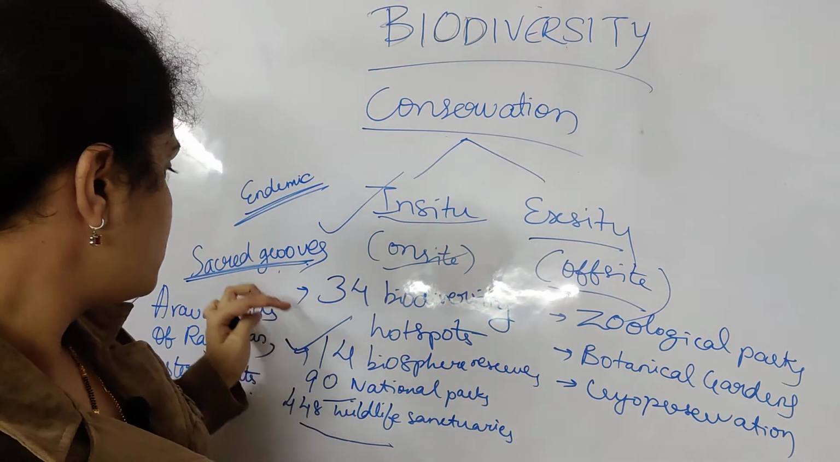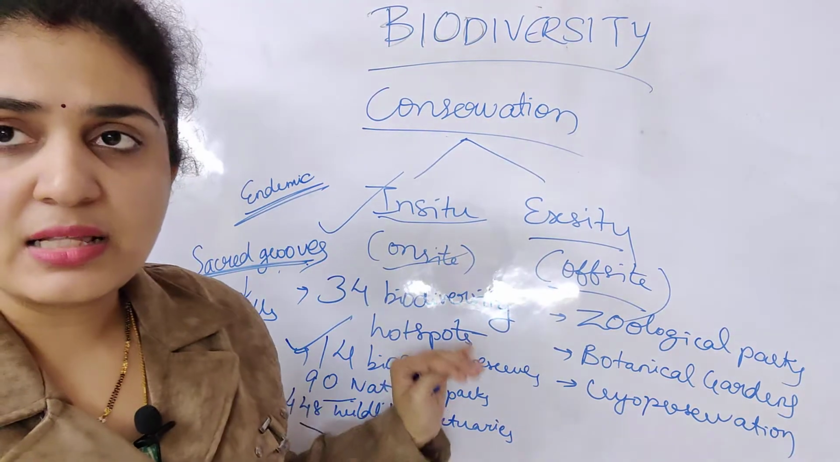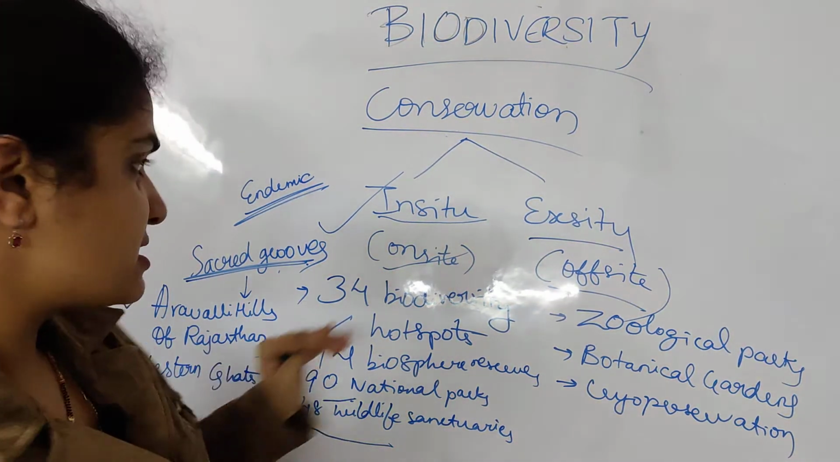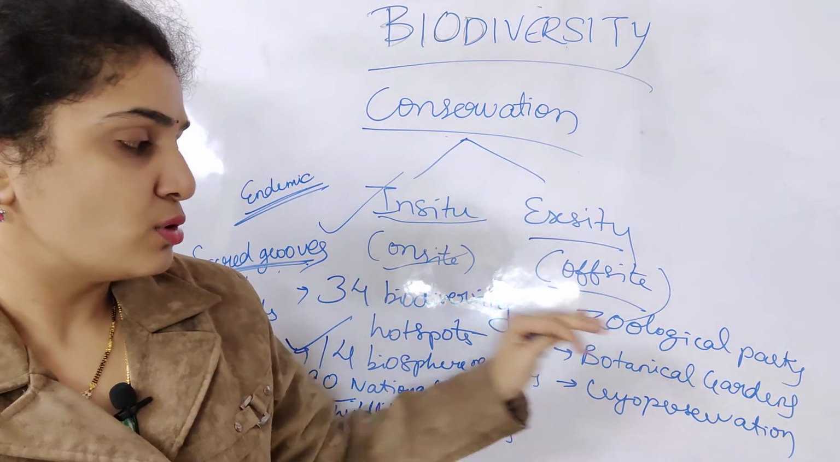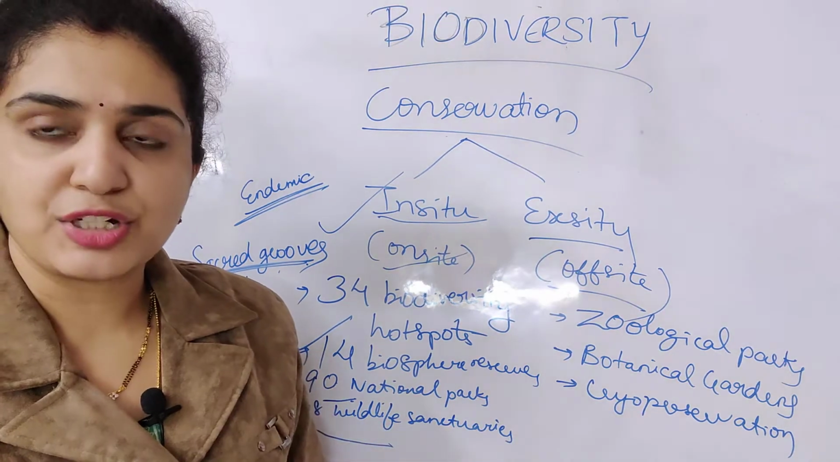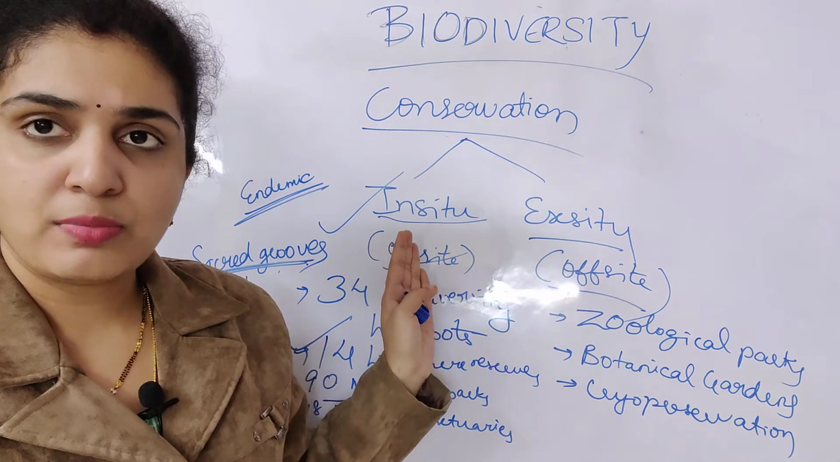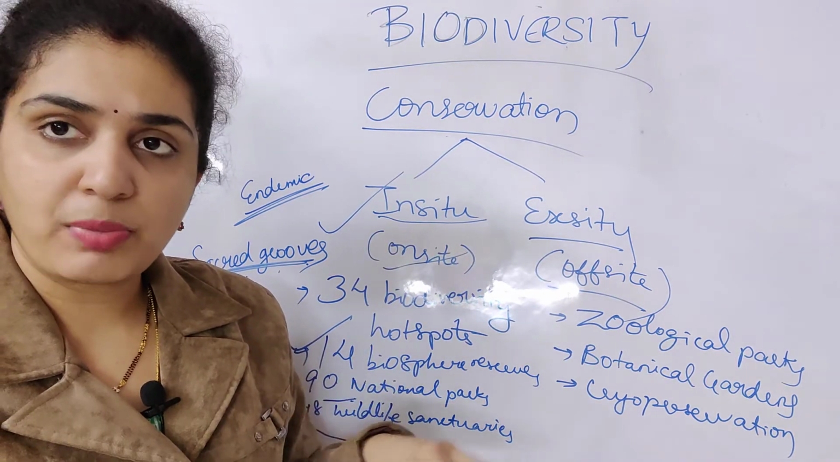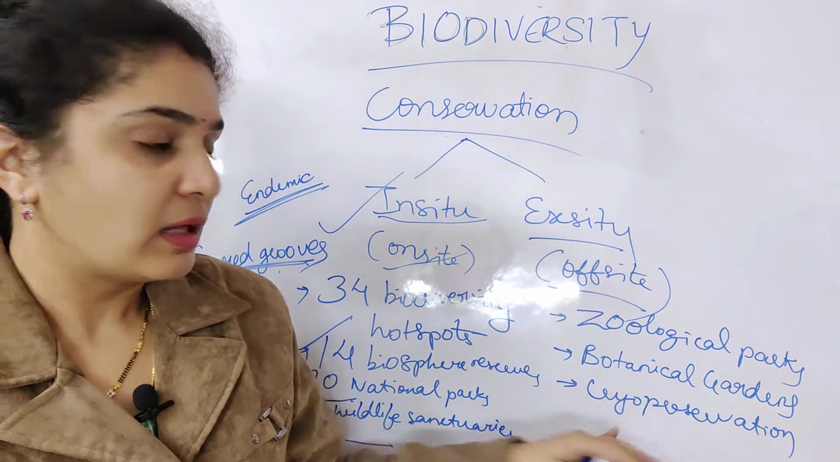And sacred groves, under sacred groves, it is the Aravalli Hills as well as the Western Ghats. Now, ex situ preservation, or off-site, is zoological parks, botanical gardens as well as cryopreservation methods. The main difference is on-site, off-site. In situ means in that area only you're preserving. Ex situ means you're taking out from that area and preserving.